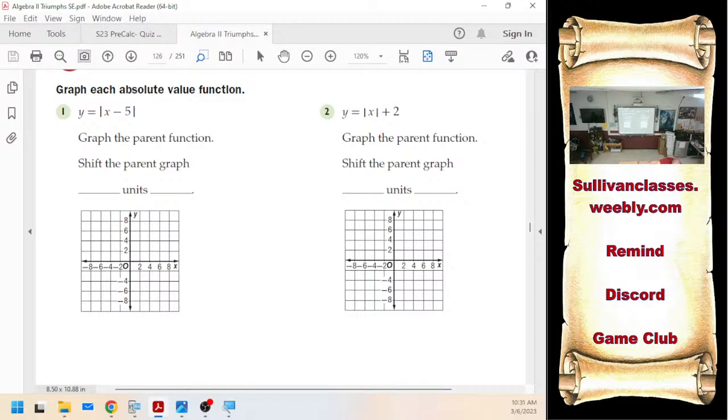Dude, right there. So is that 5 inside or outside the grouping? Inside. Plus or minus? Minus. So what does minus in grouping do? Right. You're going to go 5 units right. So the point of your V, the vertex, goes right 5. And then the slope on this side is always going to be up 1 over 1.